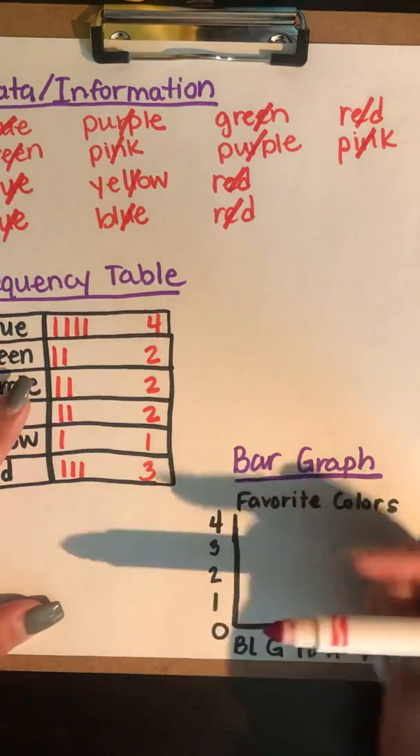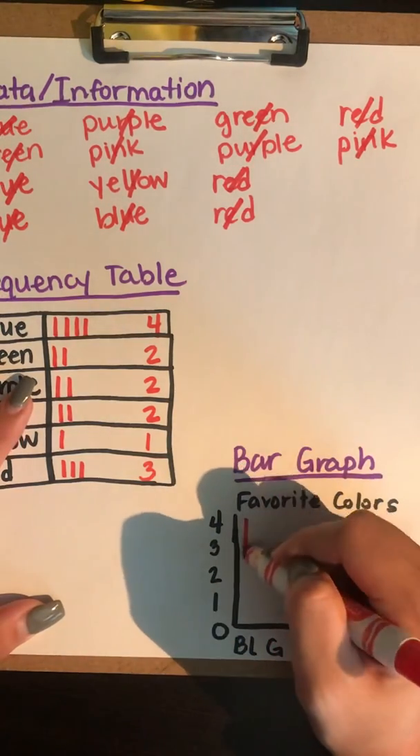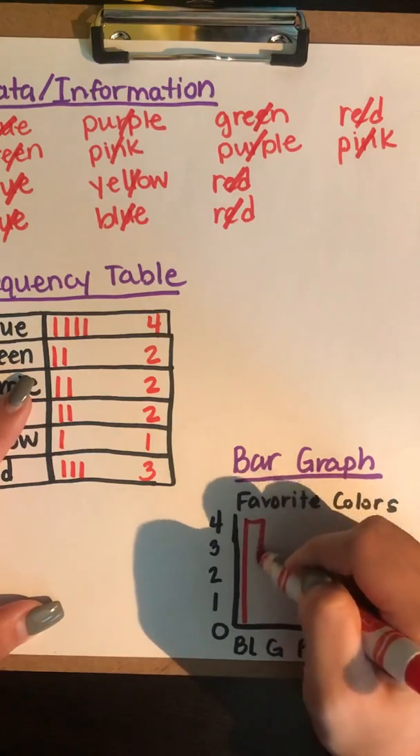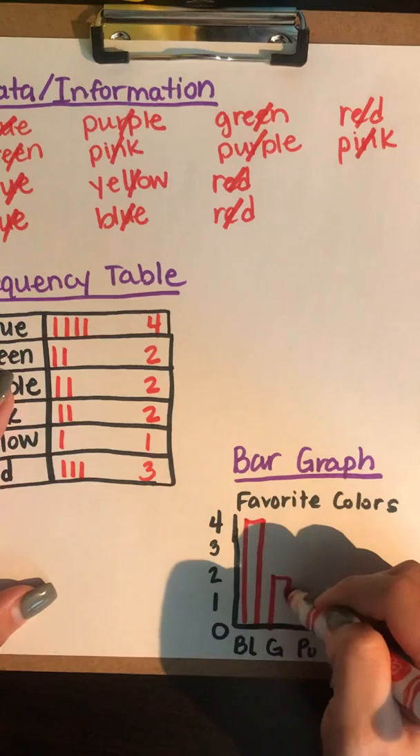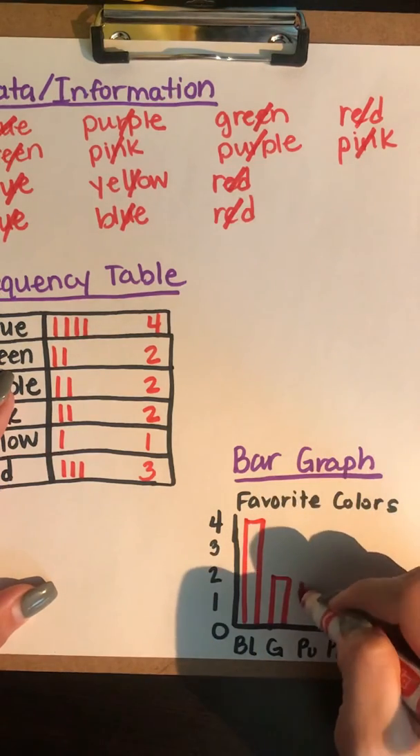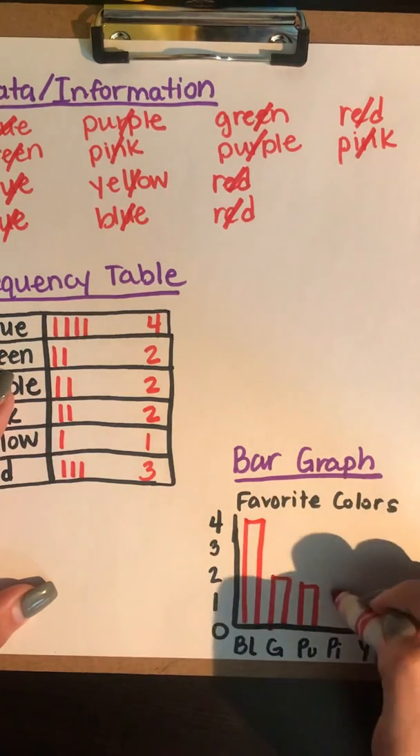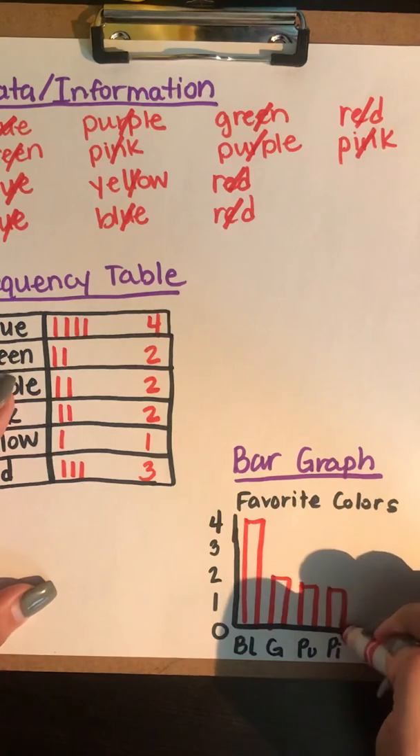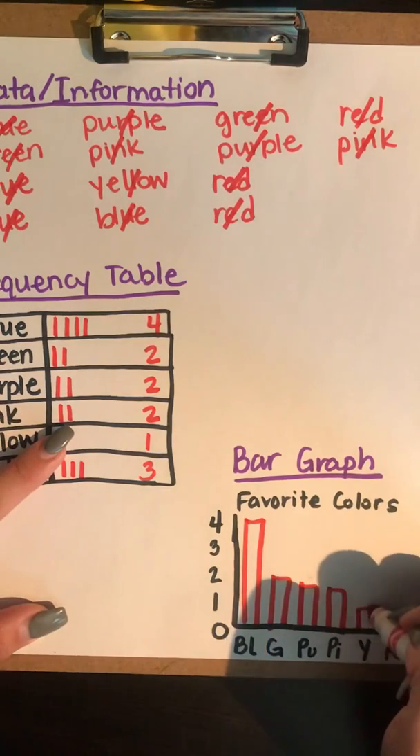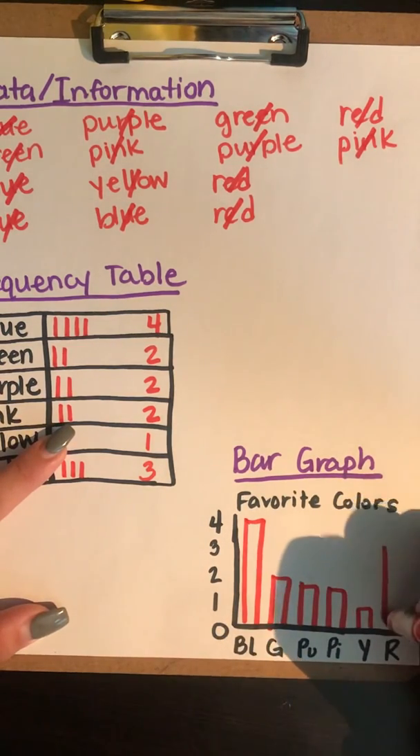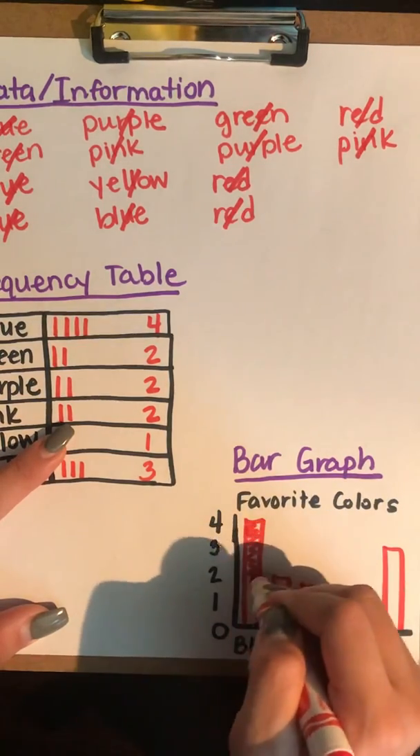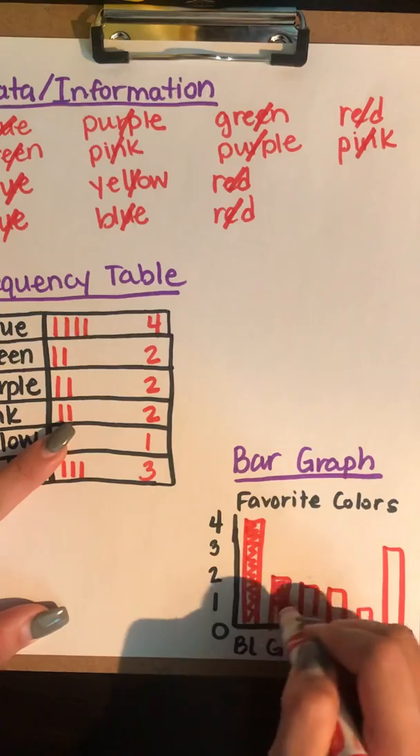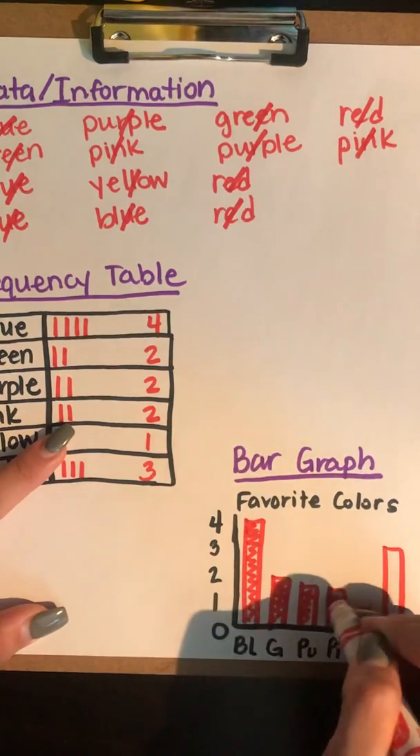Alright, so I'm going to start with my blue, and I know that I have 4. I have 2 green, 2 purple, 2 pink, 1 yellow, and 3 reds. And make sure you go back and shade in your bar graph.